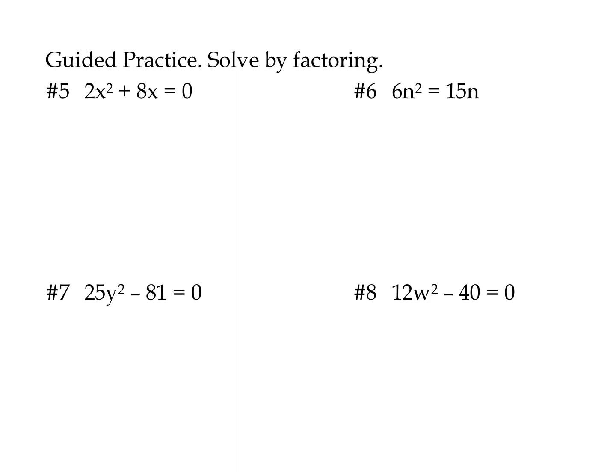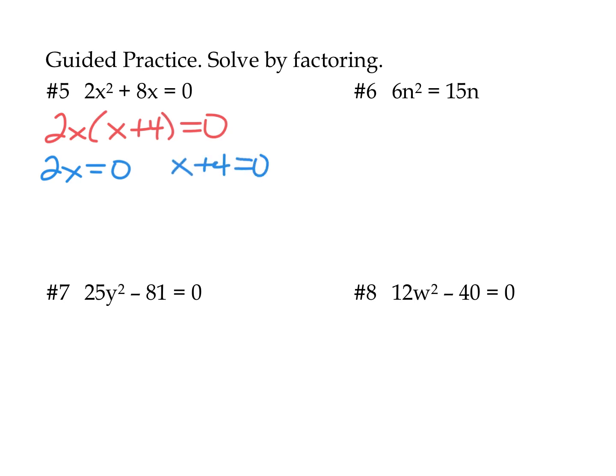So the first one, set equal to 0, that's great, in number 5. So our next step then is to find any greatest common factors. So in this case, we can factor out a 2x, and we'll have left over x plus 4 equals 0. So now we want to set all of the factors equal to 0. In this case, we're going to set 2x equal to 0 and x plus 4 equal to 0. We're using the factored form, that zero product property now, to solve.